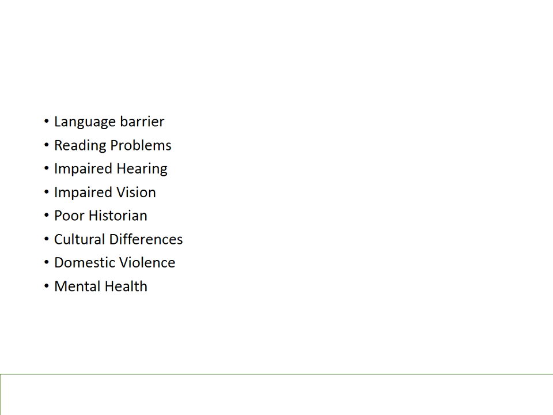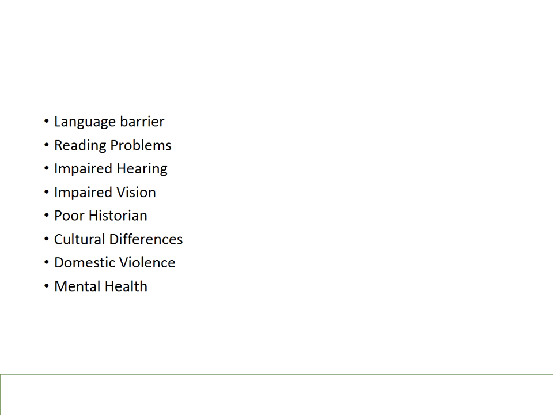If a patient has any reading problems and is presented with any information that they need to read before, say, an operation, then that needs to be considered. We have to consider if they have impaired hearing, whether you need to raise your voice or whether they could have some sort of aid or have the information written down for them. They may have impaired vision and require some other help in that way.